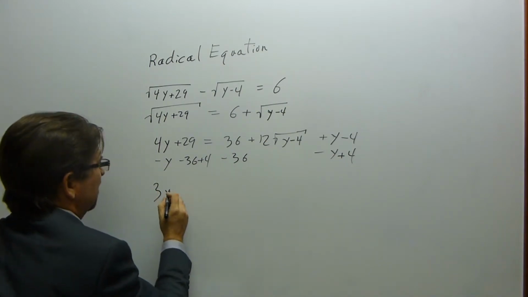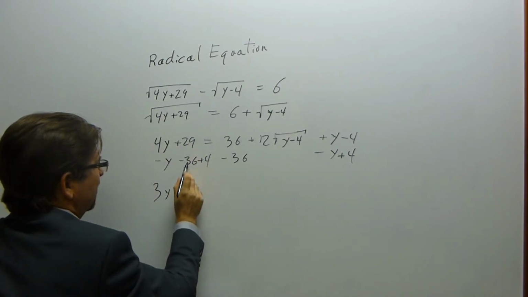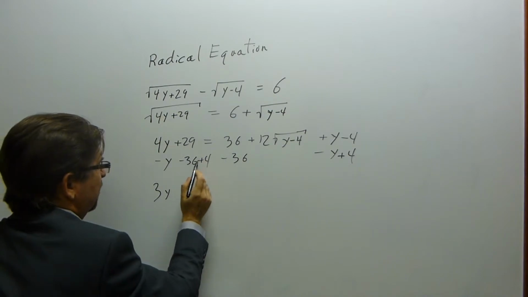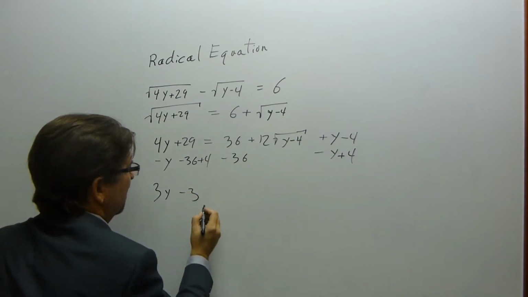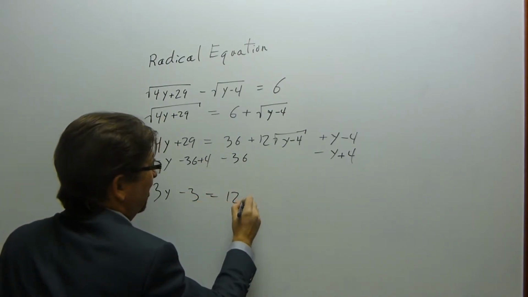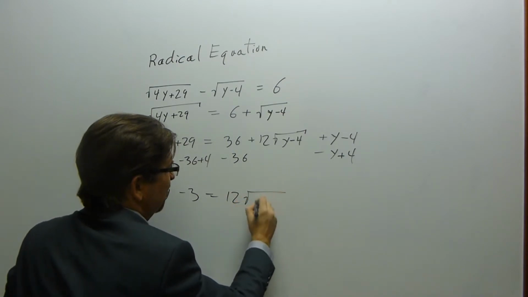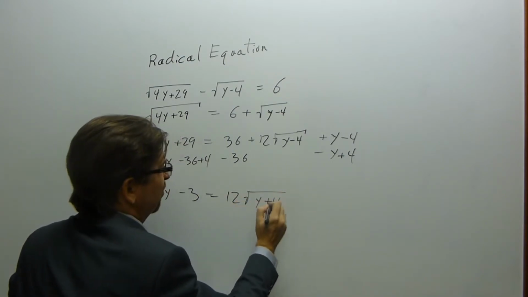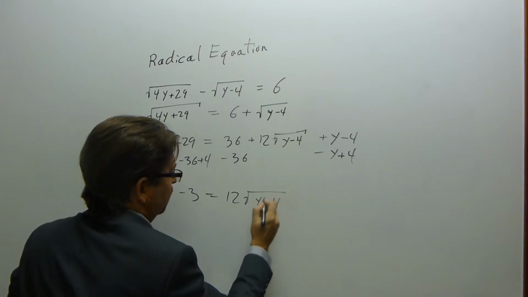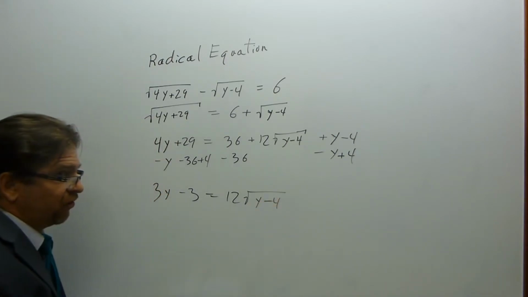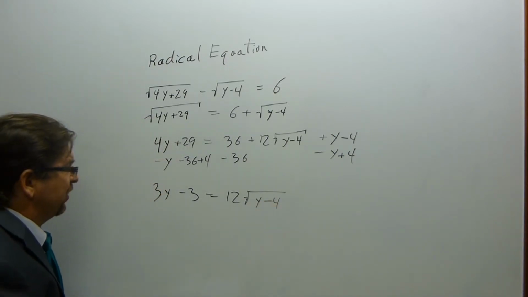3y. 29 minus 36. See, 36 is going to be 7 greater, so we get negative 7 plus 4, which gives us negative 3, equals 12 root y minus 4. I make mistakes too, so if you see a mistake, go ahead and catch it.